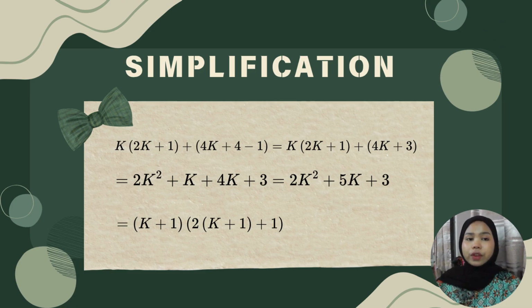Now we try to factor this trinomial. We find that it factors nicely into the quantity k plus 1 times the quantity 2 times k plus 1 plus 1. This shows that the formula holds for k plus 1, completing the inductive step.